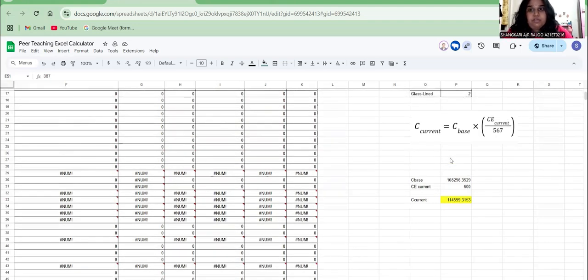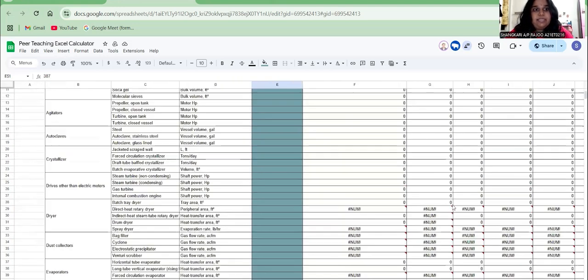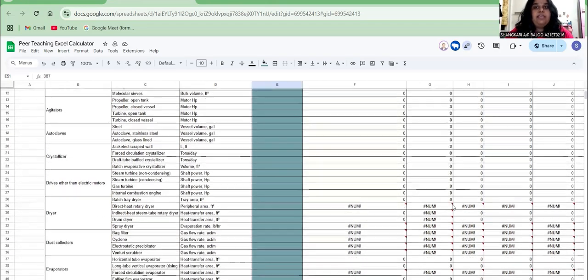Then from these values, we use this equation: C current equals C base times CE current over 567, and you will get the value of C current of 114,599.3153. That's how you should apply this Excel for any other equipment as well. Thank you.